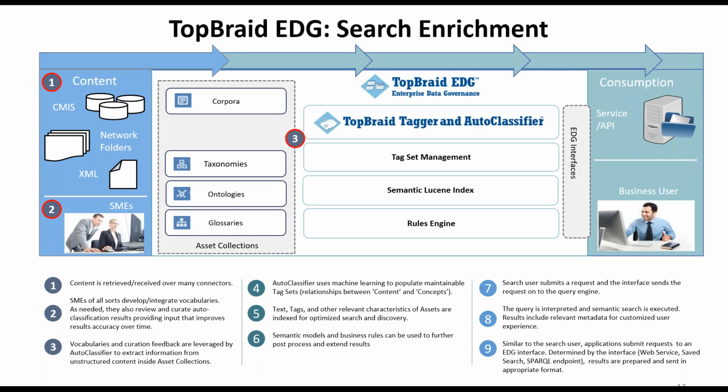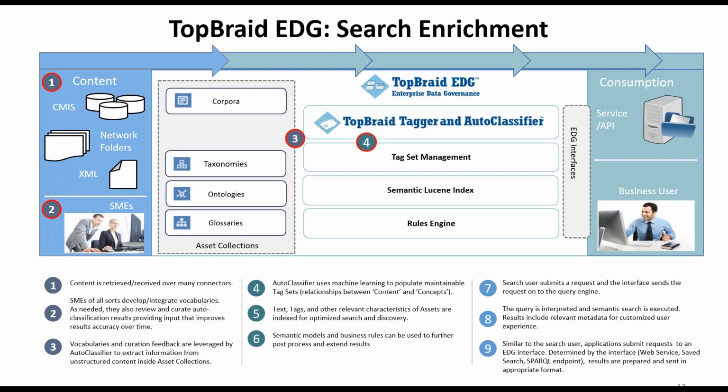And then that content comes together and there's a human in the loop feedback between TopBraid AutoClassifier and the corpora and that controlled vocabulary itself. So auto-classification is going to happen. Training and refinement can happen at this step. And then once AutoClassifier is basically told to go ahead and commit those tag sets to production, you have a fully governed tag set management capability to exploit.